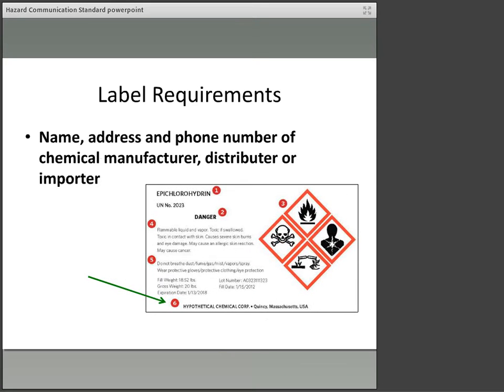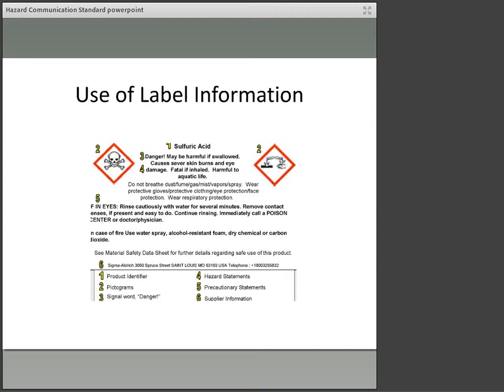The final label requirement is the manufacturer contact information. So if you found a bottle of sulfuric acid in a closet at school, on which keyword from this GHS label would you focus to determine if the chemical is hazardous?